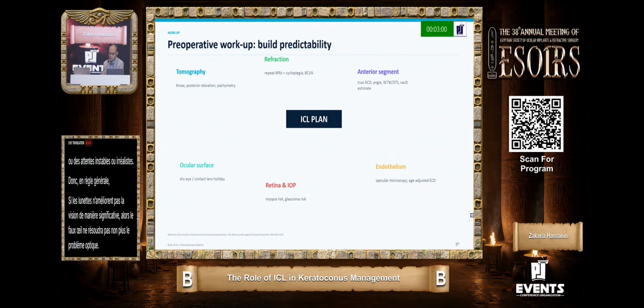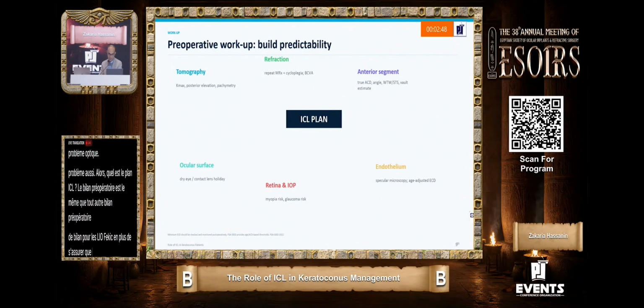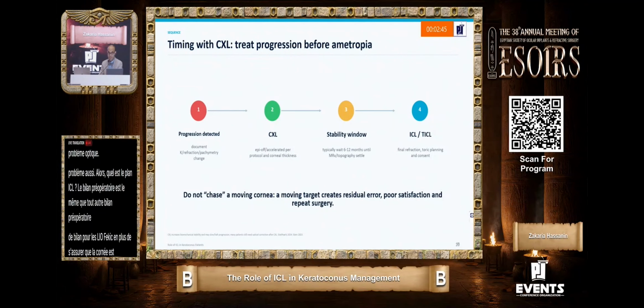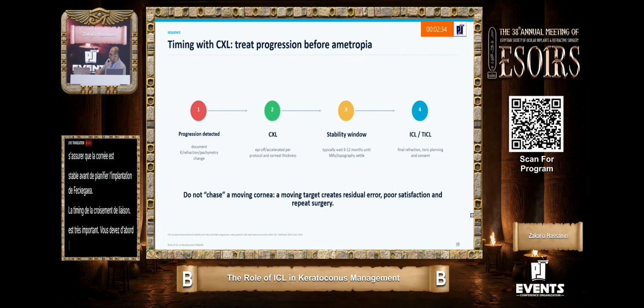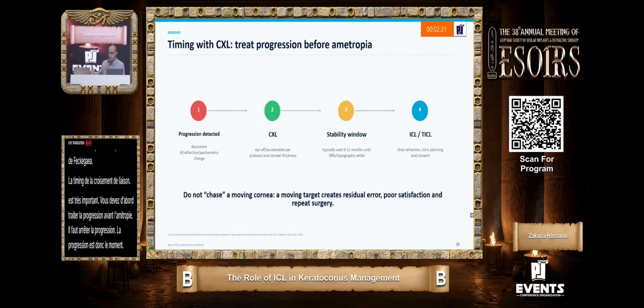So what is the ICL plan? The preoperative workup is the same as any other preoperative workup for phakic IOLs, in addition to making sure that the cornea is stable before planning for phakic IOL implantation. The timing of cross-linking is very important. You have to treat progression first before ametropia. You have to stop progression. So if progression is detected, cross-link, then leave what we call a stability window, and then if the patient is a candidate for phakic IOLs, you can consider them. The stability window, as I've just said, is not less than 6 to 12 months or more if you can.